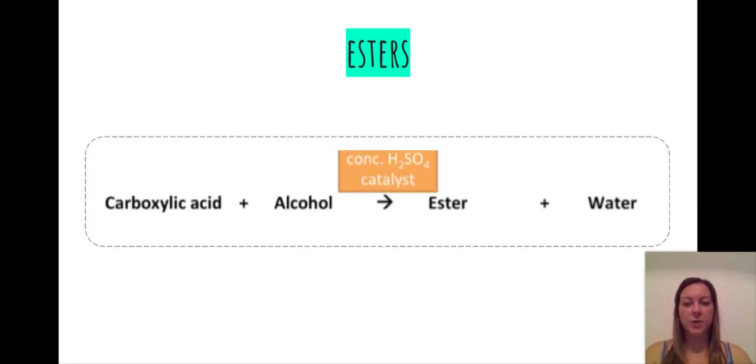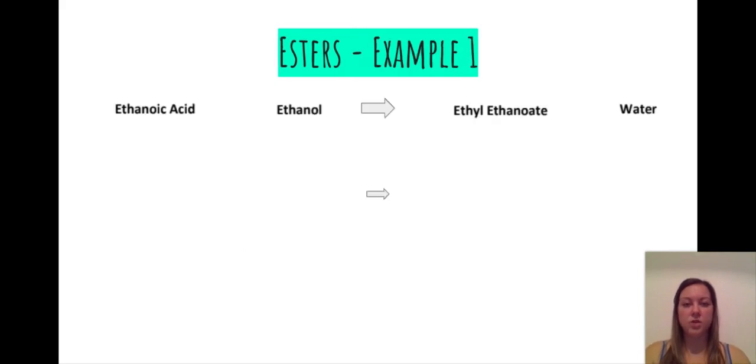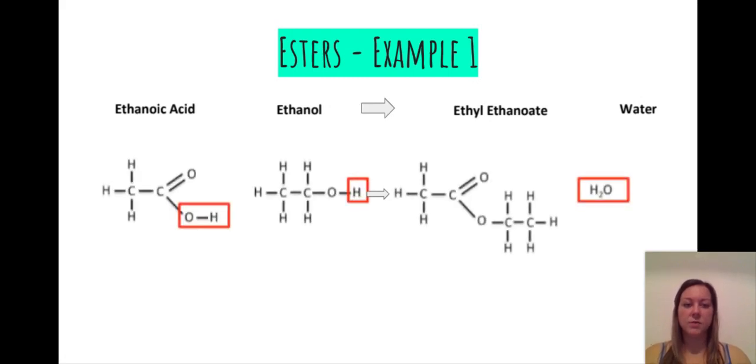So here is our equation for esters. We have a carboxylic acid plus an alcohol in the presence of concentrated sulfuric acid, which acts as a catalyst. We then get out our ester, which is the product we want, and our little byproduct is a water molecule. So example 1, we have ethanoic acid plus ethanol gives the ester ethyl ethanoate and water. Here is what the equation looks like.